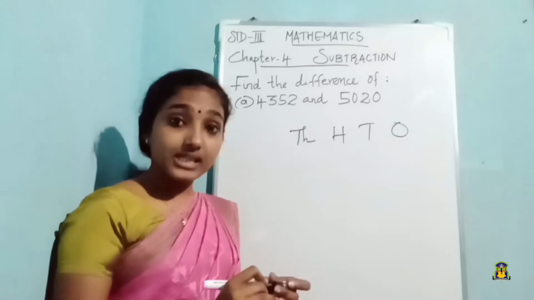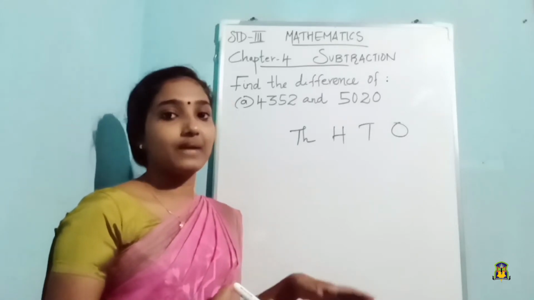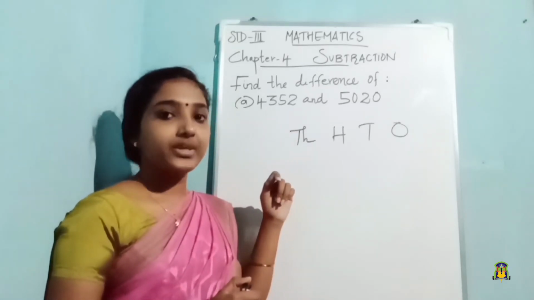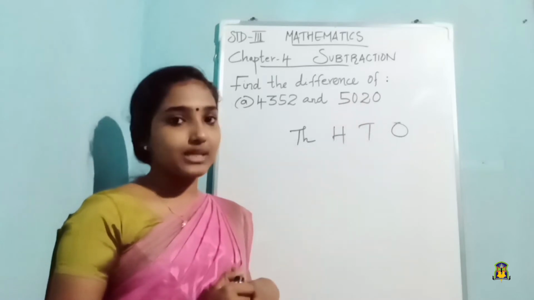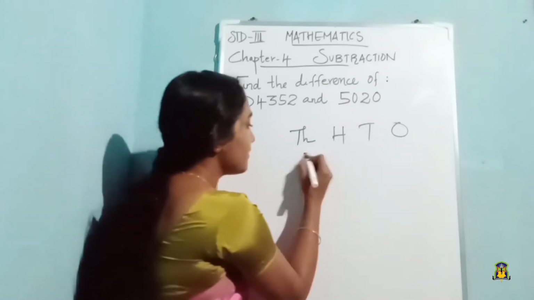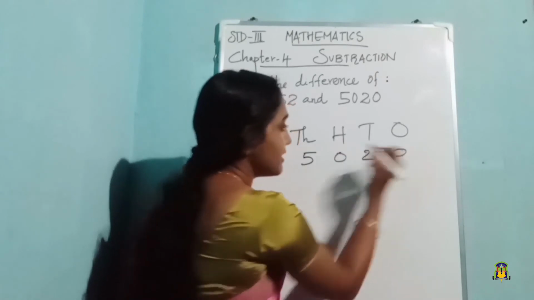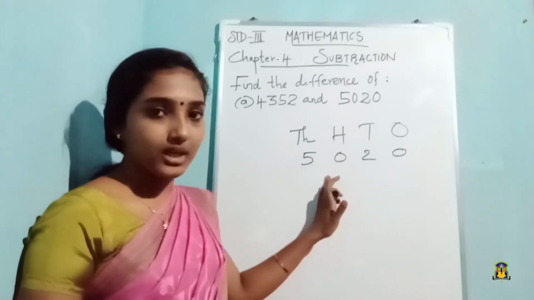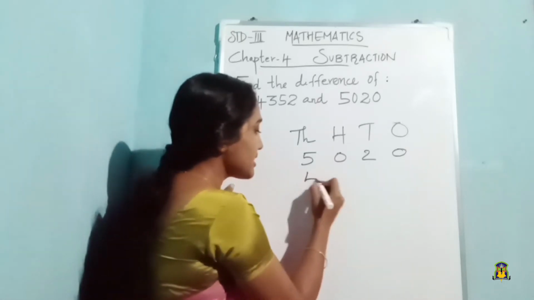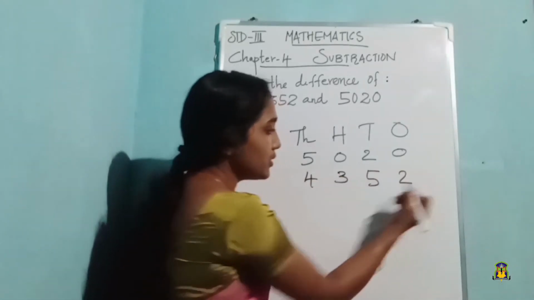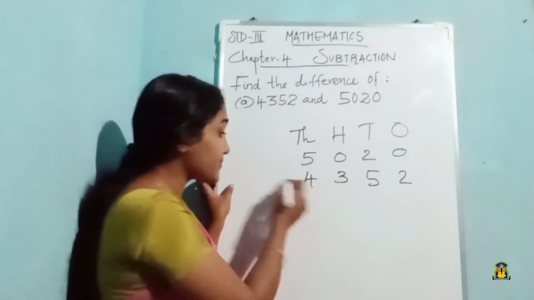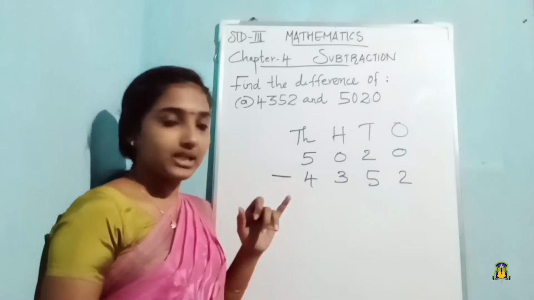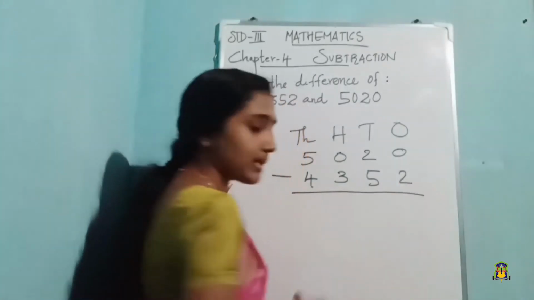Always in subtraction, we have to write the bigger number first. So here which is the bigger number? Very good. 5020 is the bigger one. So the first number should be written as 5020. The next we can write 4352 and also we have to put the symbol of subtraction. Here we are doing subtraction, so we put the minus symbol. Now, we can subtract these numbers.